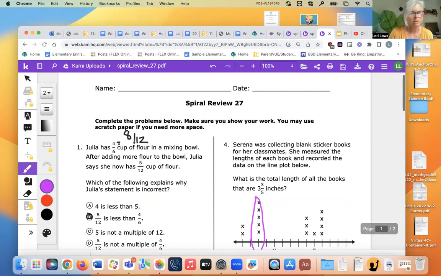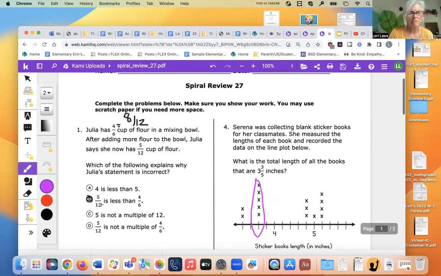So how could she start with 8/12, add some flour, and have only 5/12? That's crazy. So which of the following explains why Julia's wrong? Well, 5/12 is less than 4/6. Crazy, Julia. So it's B.